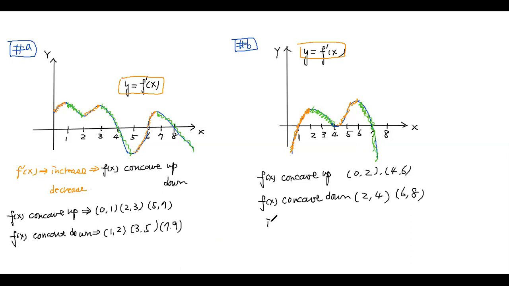Okay, so let's take a look at the inflection points. The inflection point is in here, right? So x equals what? x equals 2. You change from concave up to concave down. Then here, x equals 4. You change from concave down to concave up. Here again, x equals 6, right? So I have three inflection points.